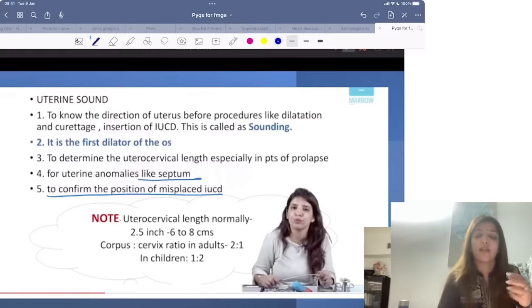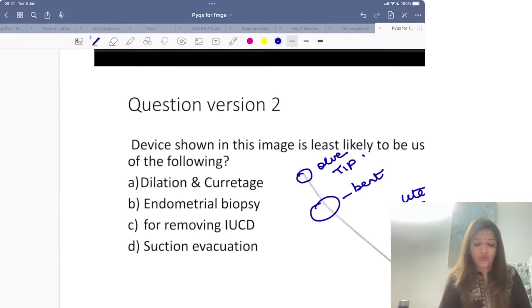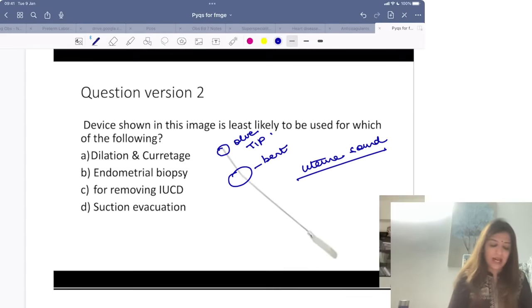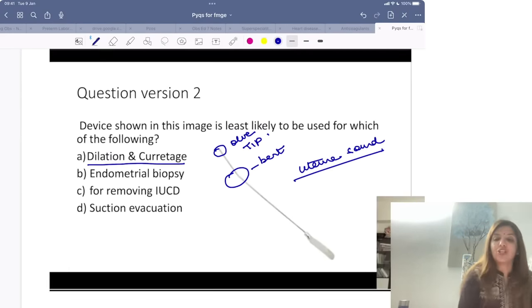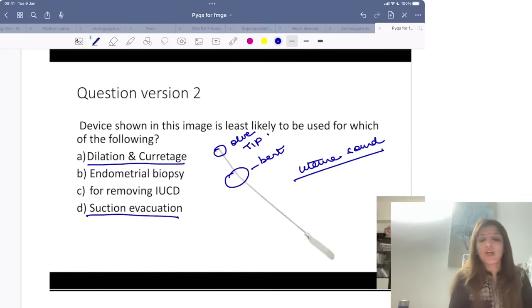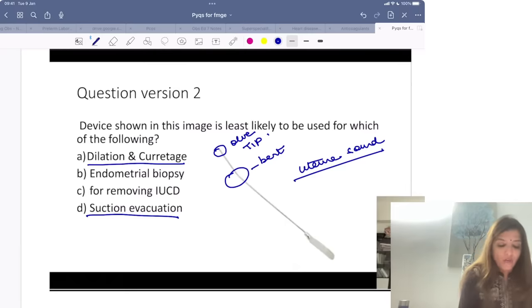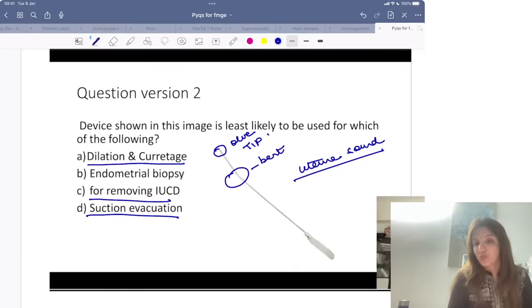If I am not sure whether the IUCD is inside the uterus or outside, I can place a uterine sound and then do an ultrasound, to see whether the IUCD is near the uterine sound or not. So, these are the uses of uterine sound. It can be used for dilatation and curettage. Before suction evacuation, I can use a uterine sound to know the length and position of the uterus. For removing an IUCD, I can use a uterine sound.